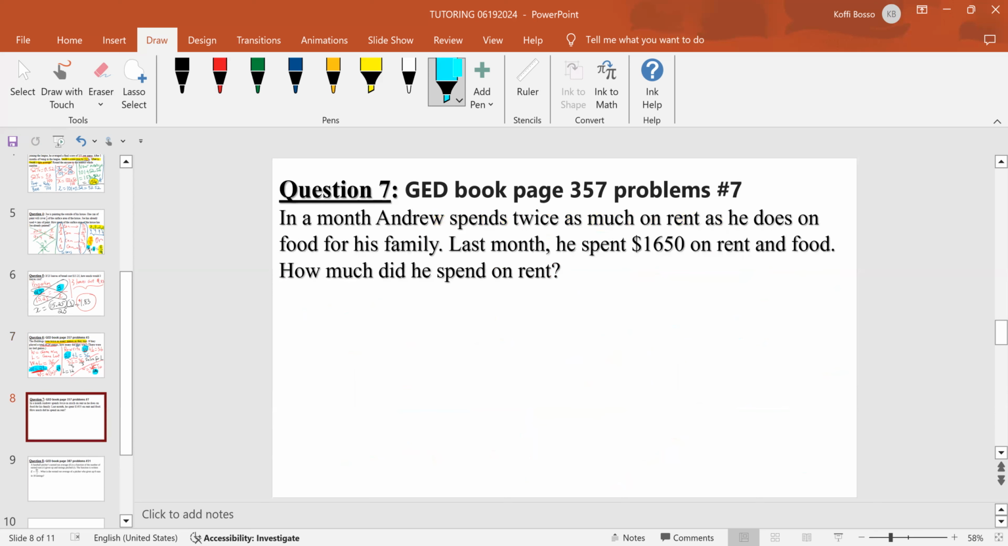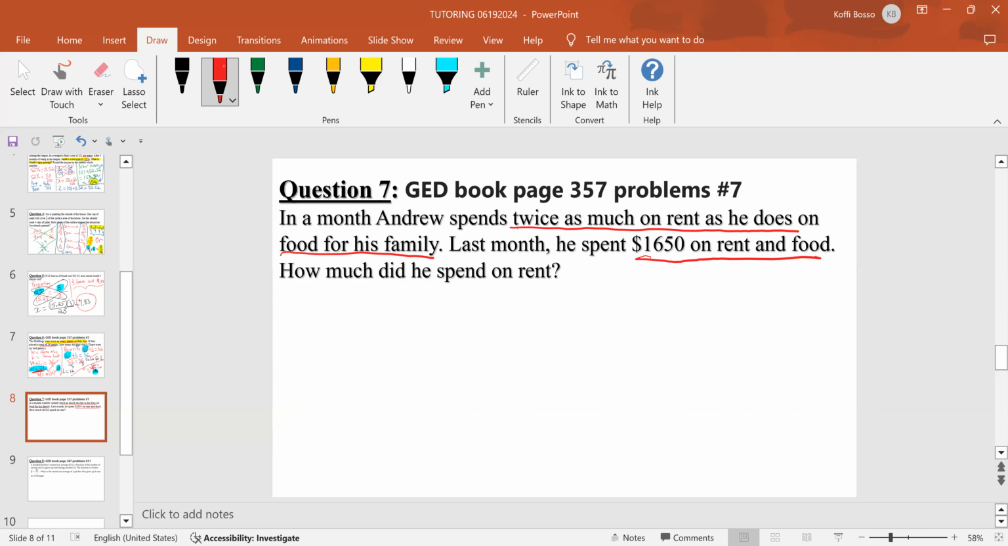The next question will be another book question, almost similar. In a month, Andrew spends twice as much on rent as he does on food for his family. Last month, he spent $1,650 on rent and food. How much exactly did he spend on rent?